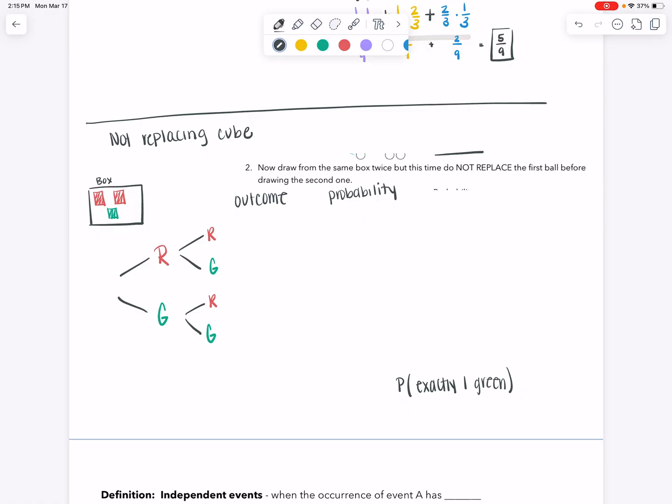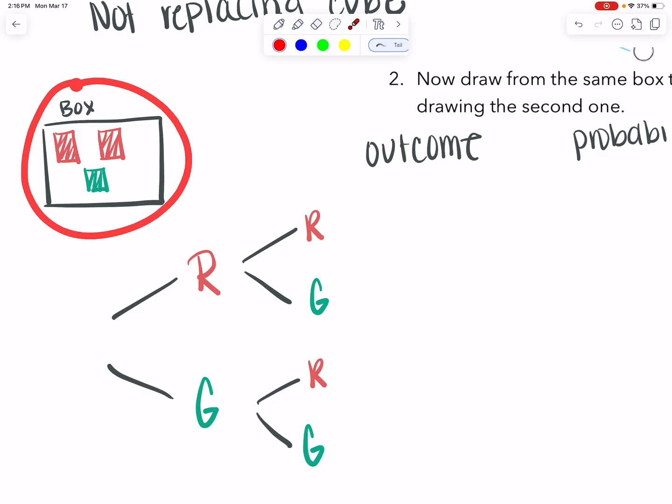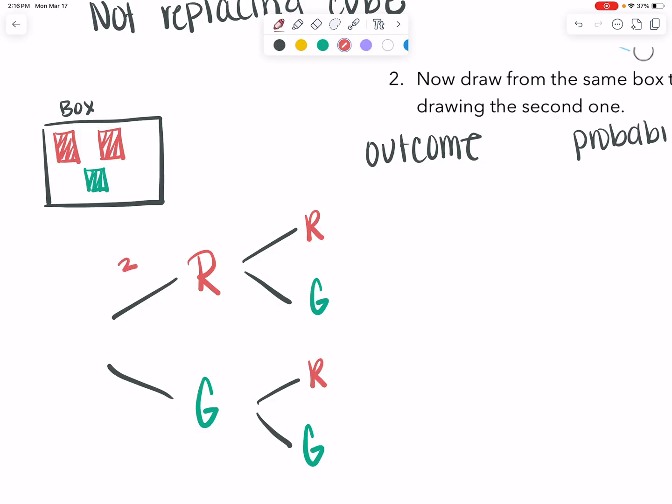So in my box, on the first draw, I have a red or a green. Those are the only 2 options I have. So on the first draw, I haven't actually done anything. This is what's inside the box. The probability of red is going to be 2 out of a total of 3. So I'm going to write that on my tree. The probability of green is going to be 1 out of a total of 3. And that's the first draw.